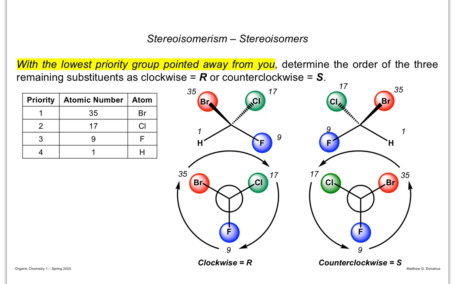So this is the compound on the left. So priority group 1, that's bromine. 2 is chlorine. 3 is fluorine. So 1, 2, 3. So that means you're going clockwise. And that's defined as the capital letter R. So clockwise is R.